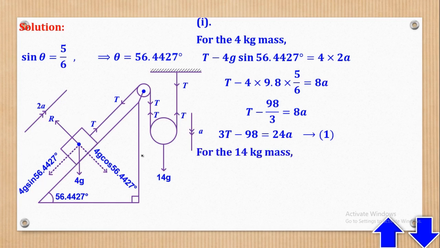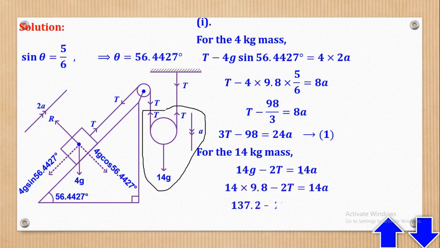What about the 14 kilogram mass? So for the 14 kilogram mass, we are interested in these forces. We are interested in those forces. Therefore, it is moving downwards, meaning the resultant force will be 14g minus 2T. So you say 14g minus 2T is equal to 14a. Simplify, I'll come up with that. Therefore equation 2 is 68.6 minus T equal to 7a. So I have 2 equations and 2 unknowns, so I have to solve them simultaneously.